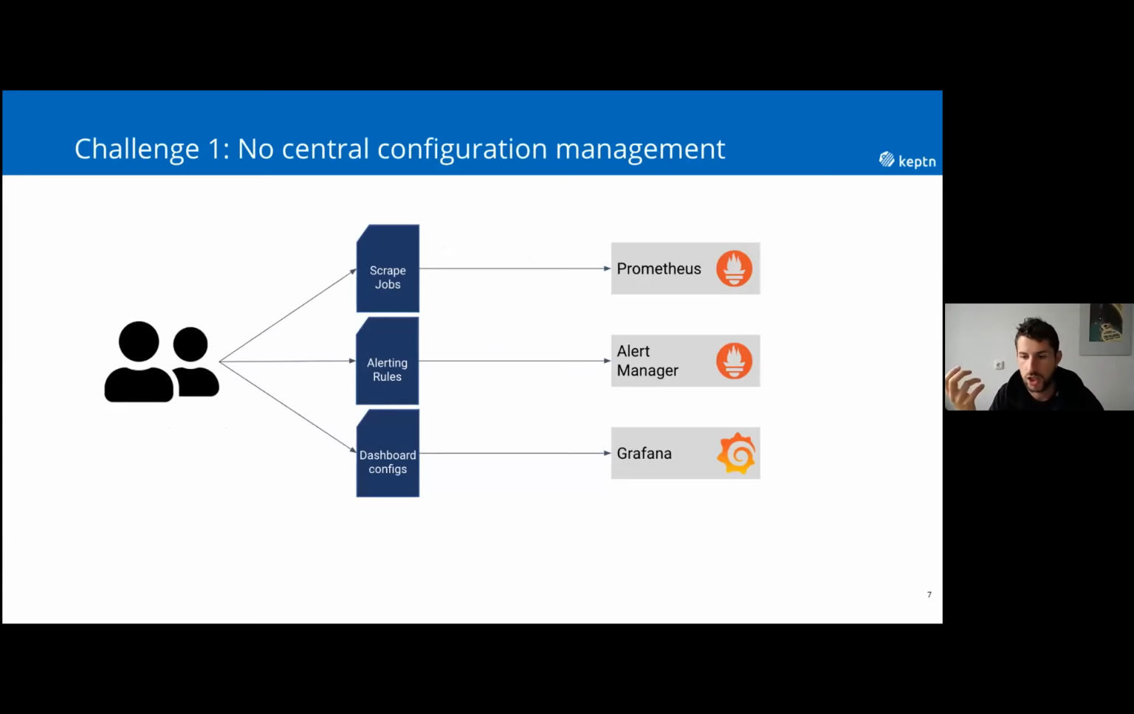So the first challenge that we saw, Julius already showed you how all these different metric types work in Prometheus, and you will be using them in your PromQL. And you will be writing some alerting rules with these PromQLs. You might write some scrape jobs as well, and you might want to write some dashboard configurations for Grafana. So you'll write all this configuration, and then you apply it, of course, because you want to have it applied in your production environment.